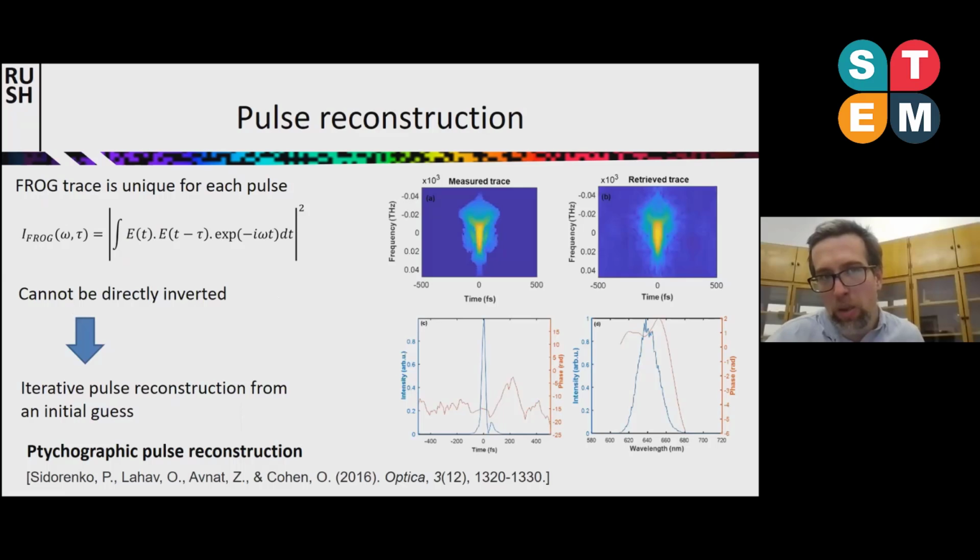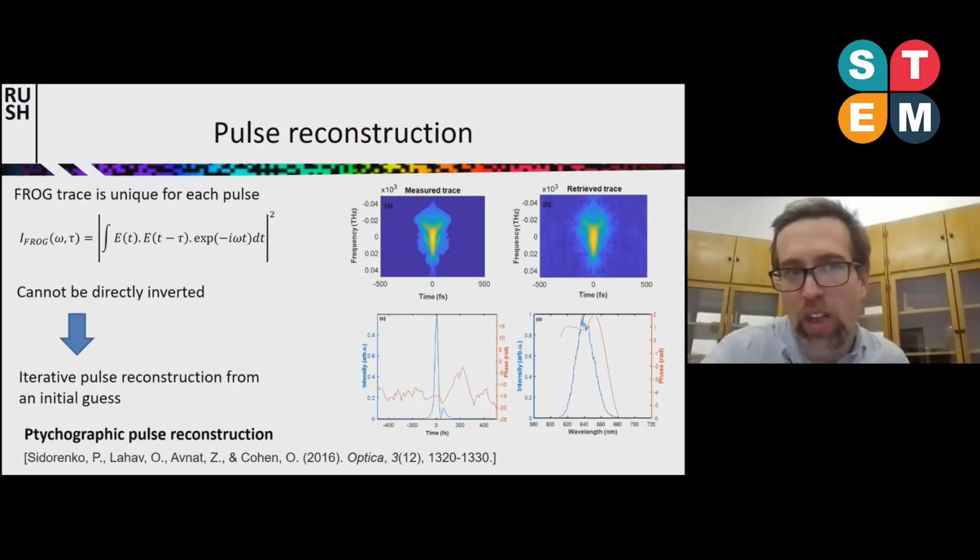Okay. Good information is that each trace is unique for each pulse, or even this experiment is highly overdetermined, meaning that you basically have more information than you need for the pulse retrieval, and you can even do some self-check whether your reconstruction is okay or not.